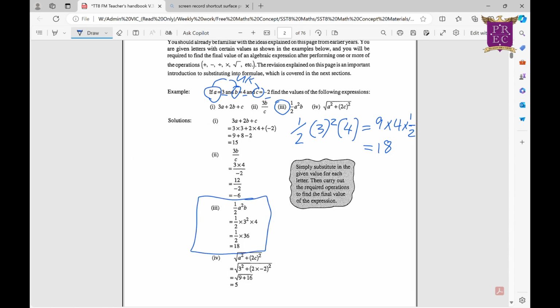You guys can have a go at 1, 2, and 4 by yourselves and see if you get the answer. With substitution, it's very easy. You're just replacing the letter with the number that's given.